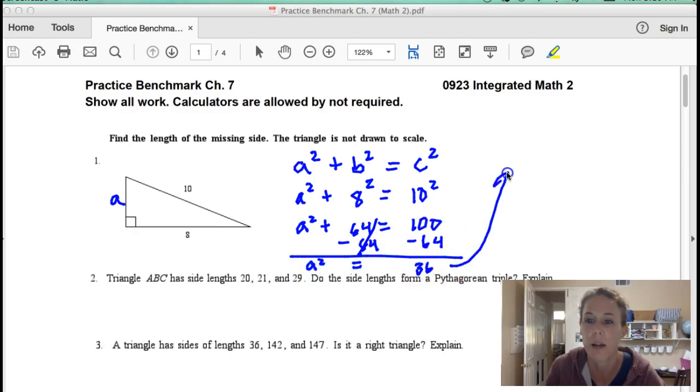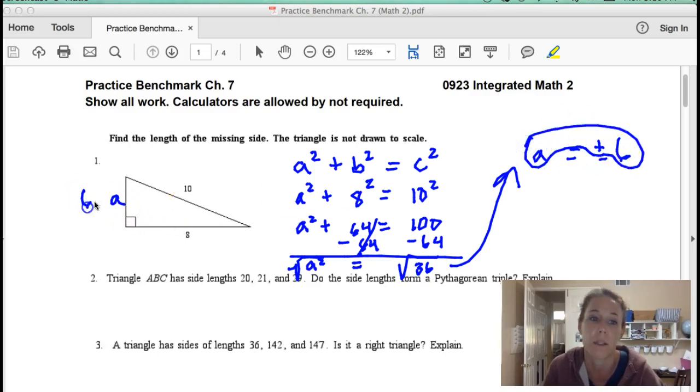And to finish it out, we will square root both sides. When I square root a squared, I get a. When I square root 36, I actually get plus or minus 6. I don't care about the negative because I'm dealing with length. So a is going to be 6, just like we said with a 6, 8, 10 triangle. All right, let's go to number 2.